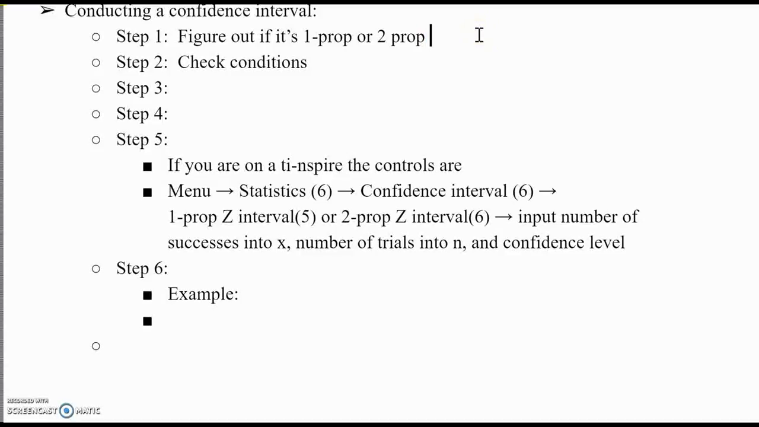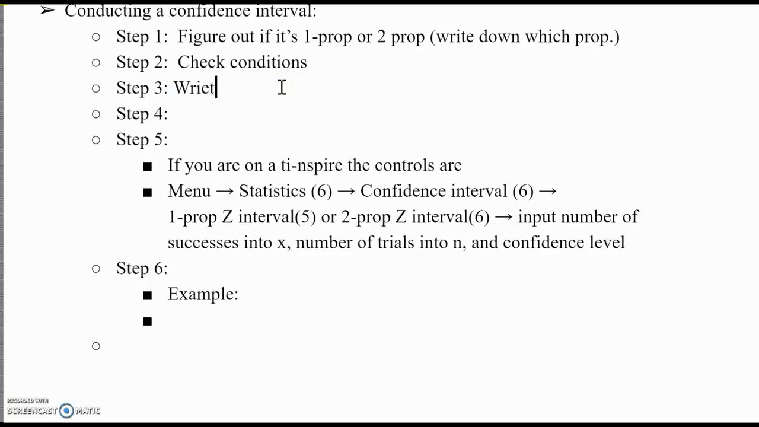Now in the first step, you can also write down which prop, right? Which proportion is it? Is it 1-prop, 2-prop? So you'd write down, if it was 1-prop, you'd write 1-prop Z interval, or 1-prop confidence interval, 2-prop confidence interval. Then you check your conditions. If they say conditions are met, don't write it down.